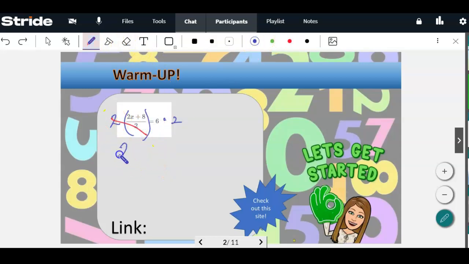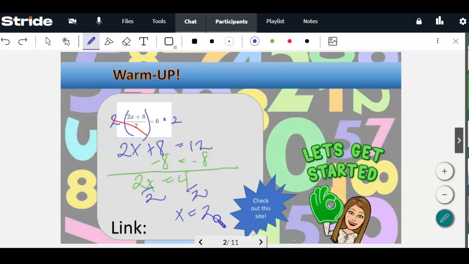So we're left with just 2x plus 8. Then you multiply 6 times 2 and you get 12. And then you would subtract 8 from both sides. We're left with 2x on the left. 12 minus 8 is 4. Divide by 2, and x is equal to 2. All right, you can pause this if you're still working on the calculator, just make sure that you got the answer too.